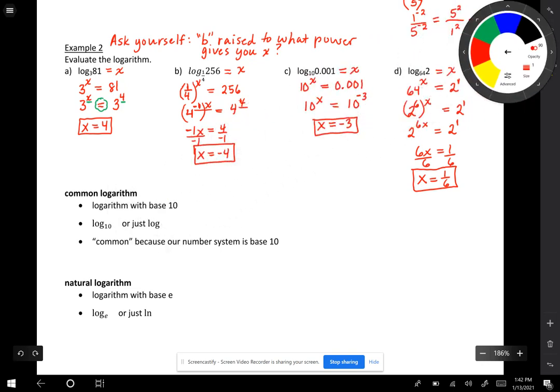Okay. Now, common logarithms. Logarithms that are known as common logs have a base of 10. And when it's base 10, you don't see the number 10 written there. Sometimes you might see it, but 99.9% of the time, the 10 will be left out. You just have to know that that's a base of 10. You'll just see the word log. And so when you see the word log, that's base 10. It's common because our number system is base 10. So there it is.